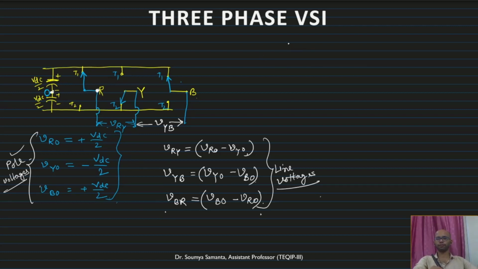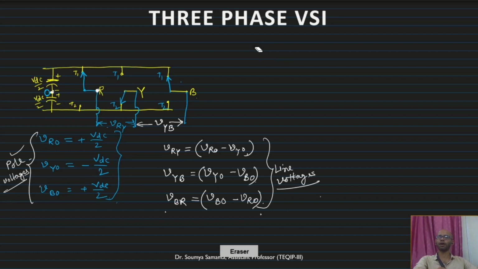In case of a delta connected load, the line voltage will be equal to the phase voltages. There's nothing to worry about. Line voltage will be equal to the phase voltages. Now if this is a star connected load, then the phase voltage we can find out.